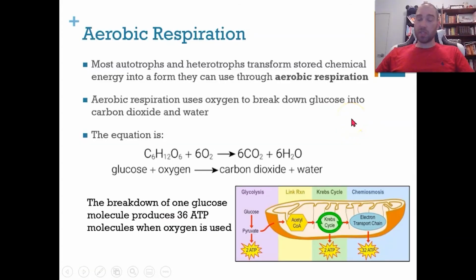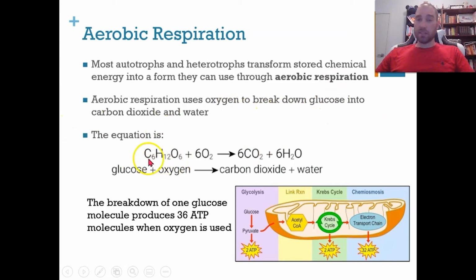So most autotrophs and heterotrophs transform stored chemical energy into a form they can use through aerobic respiration. When I'm talking about stored chemical energy, I'm talking about carbohydrates like sugars, proteins, and fats. In all cases, what happens is you're turning that compound into a sugar that can then be broken down, and that sugar is usually glucose. Aerobic respiration uses oxygen to break down glucose into carbon dioxide and water.